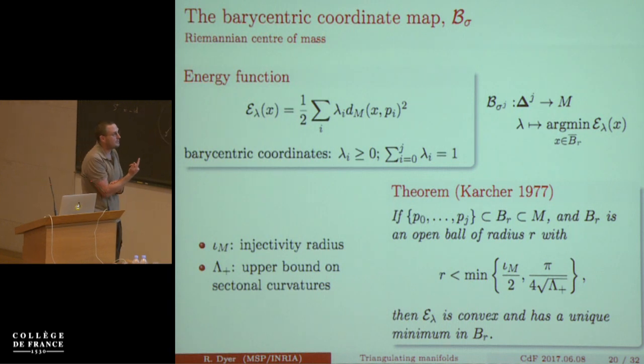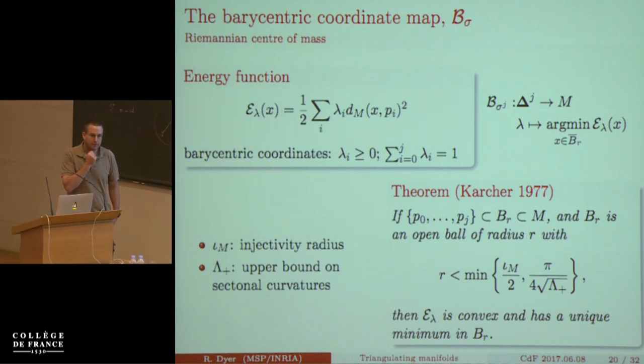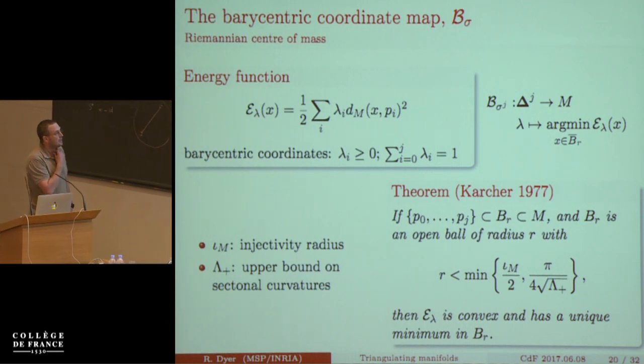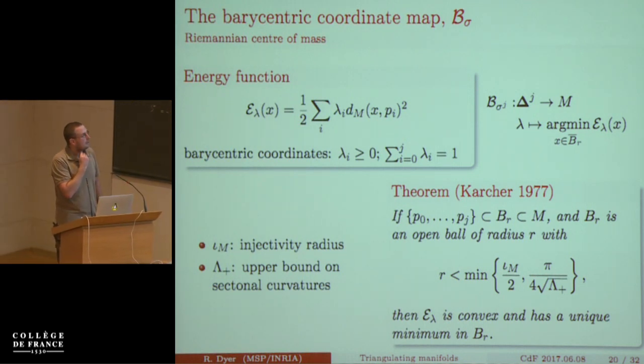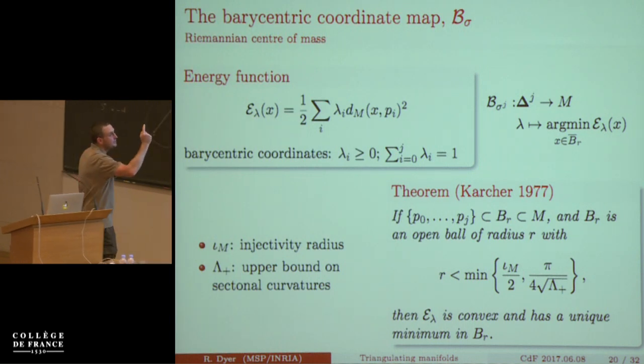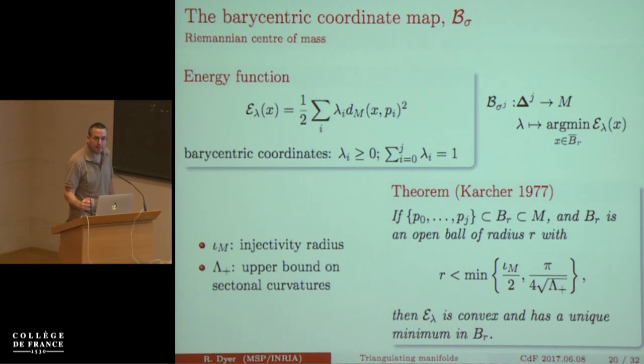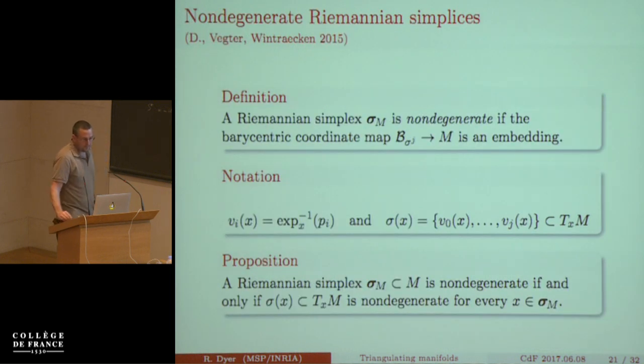And what small means here, we have to be smaller than half the injectivity radius, but also we've got this dependence on an upper bound on the sectional curvatures. So this is the map we use: you go to the point that minimizes that functional, and that defines my map. That defines my barycentric coordinates on the manifold. And that works as long as you're in a small enough neighborhood. This map is well defined.